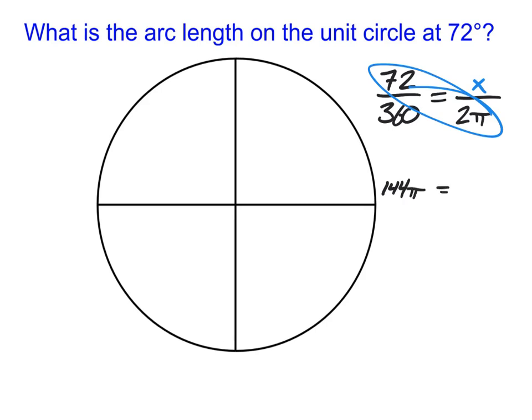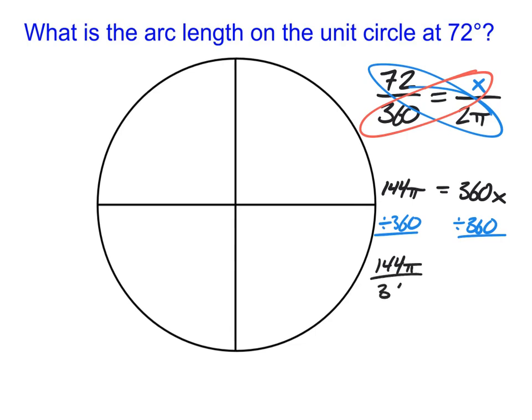And then I'm going to end up doing the 360 times x, which gives me 360x. And so if I want to know what x is, I would then divide both sides by 360. And so then I end up getting 144 pi over 360 is my unknown. Now at this point, I can go ahead and reduce my fraction.